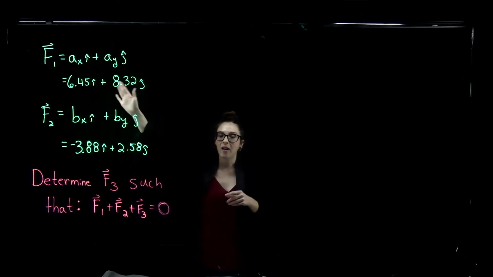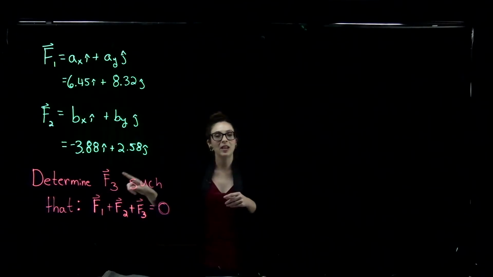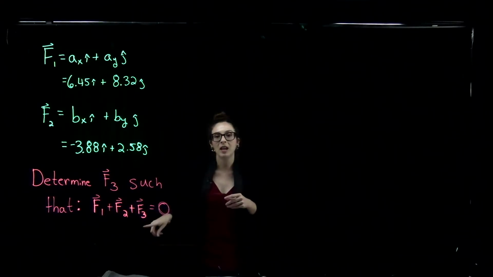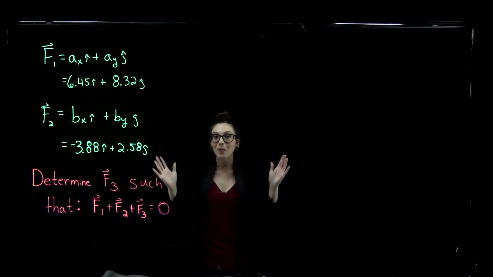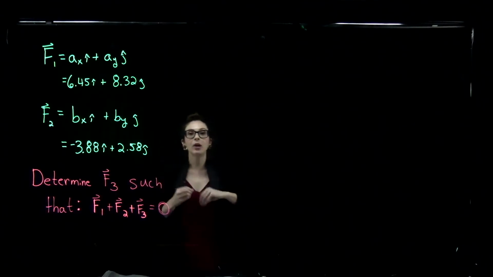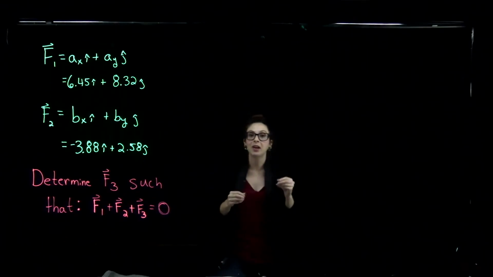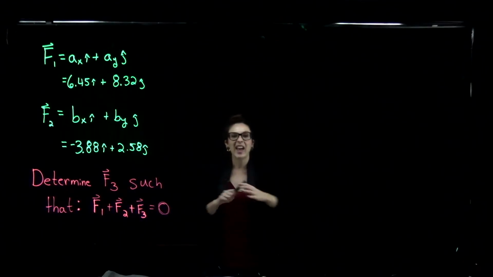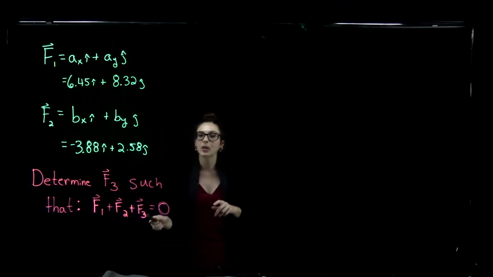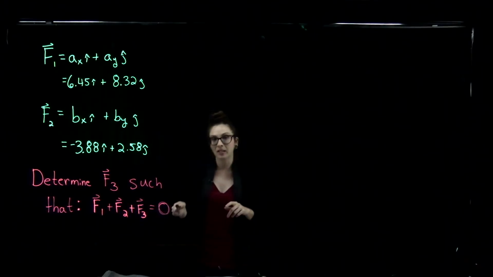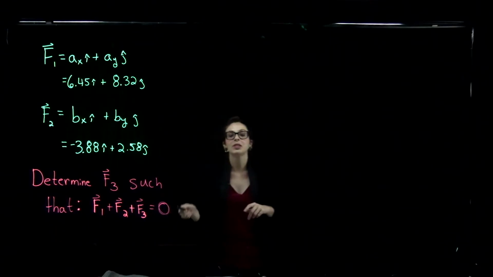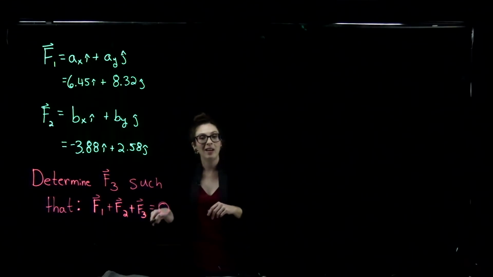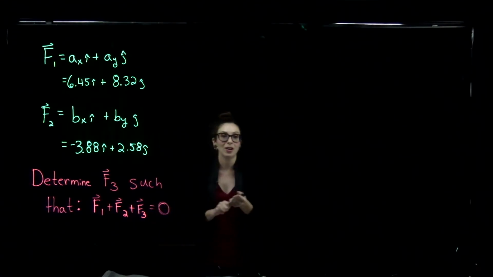Okay, so now we've got F1 and F2. We have to determine what the force F3 is such that the sum of our forces F1 plus F2 plus F3 equals 0. How do we do that? Well, to do that, we're going to break up our vectors into their x and y components. I can say that the sum of all of my forces in the x direction has to equal 0, and the sum of all of my forces in the y direction has to equal 0. Then I can solve for the x component and y component of F3, and then I can get my vector F3 from there.